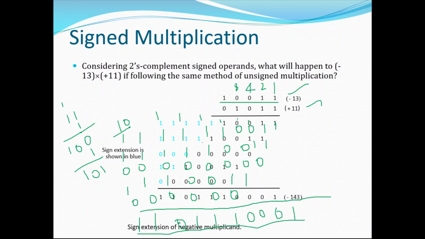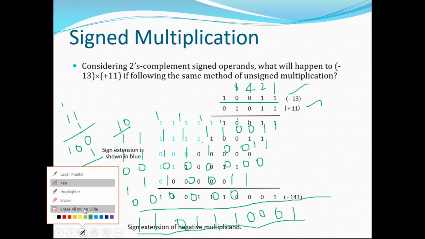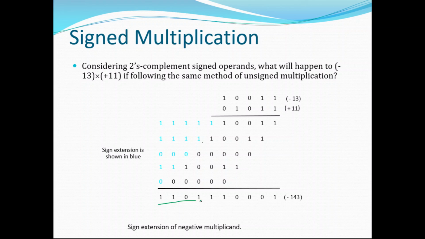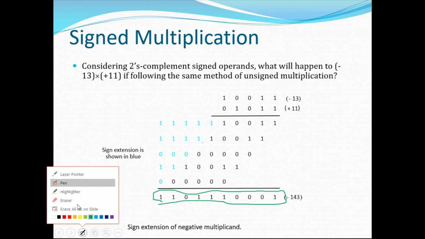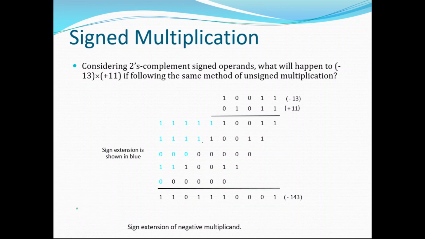Fine, let me clear the thing. So this is the final output you got, double 1 0 triple 1 triple 0 1. Now actually this final result is also in 2's complement notation, and we know that it is a negative number. To actually interpret it, you have to again convert it to a regular number.